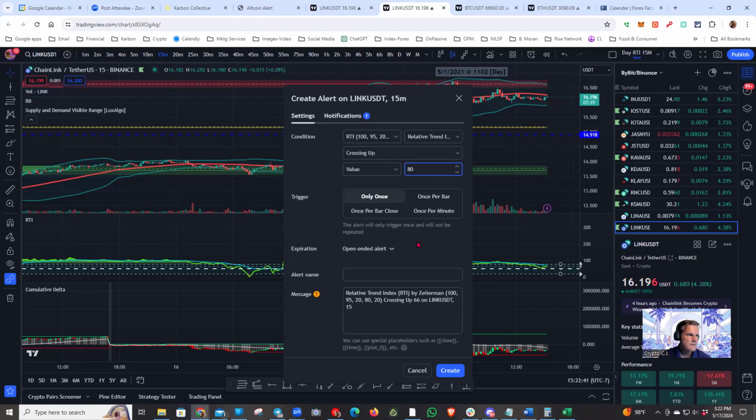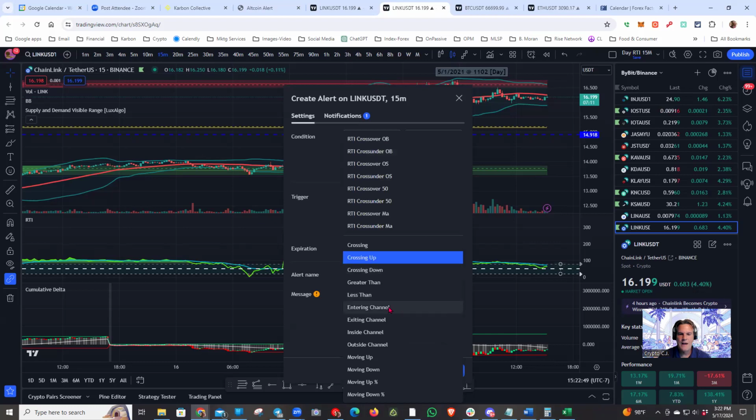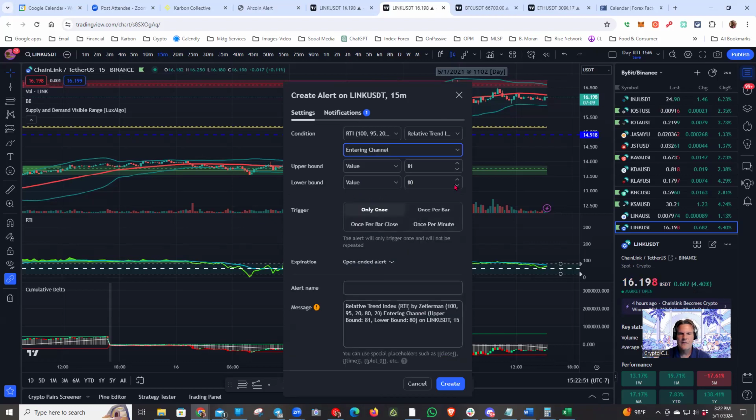Now, I'm a day trader on leverage, so I often trade shorts as well. So if you're like me and you want to trade both directions, you can click entering a channel. That'll be 80 on top, 20 on the bottom. So if it breaks above the 80 and dips back down, you'll get an alert. If it dips below the 20 and comes back up, you get the alert as well.